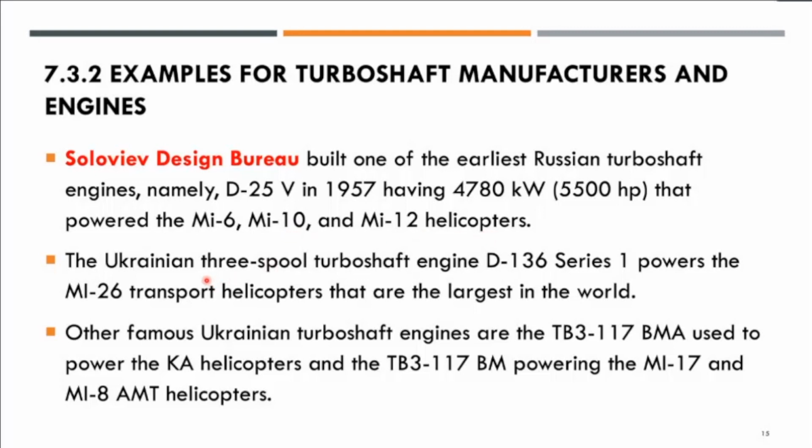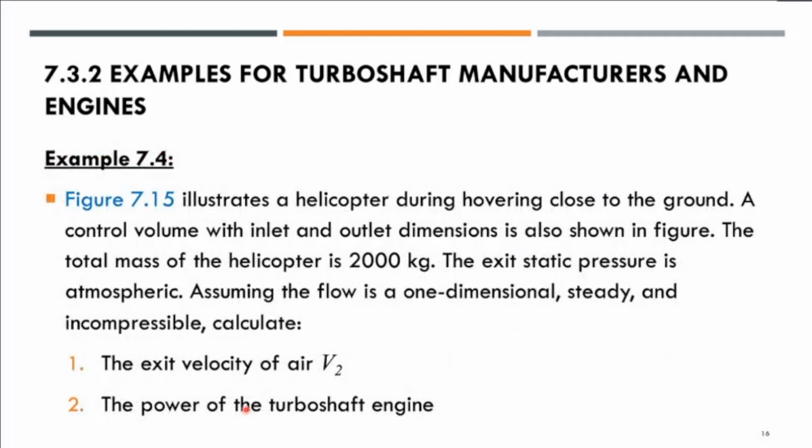With regard to Ukraine, the Ukrainian 3-spool turboshaft engine D136 Series 1 powers the Mi-26 transport helicopter, which is basically the largest in the world. Other famous Ukrainian turboshaft engines include the TB3-117BMA, which is used to power the Ka helicopters, and the TB3-117BM powering the Mi-17 and Mi-8 AMT helicopters. So there are so many good examples of turboshaft manufacturers as well as turboshaft engines. Let us look into one example here.